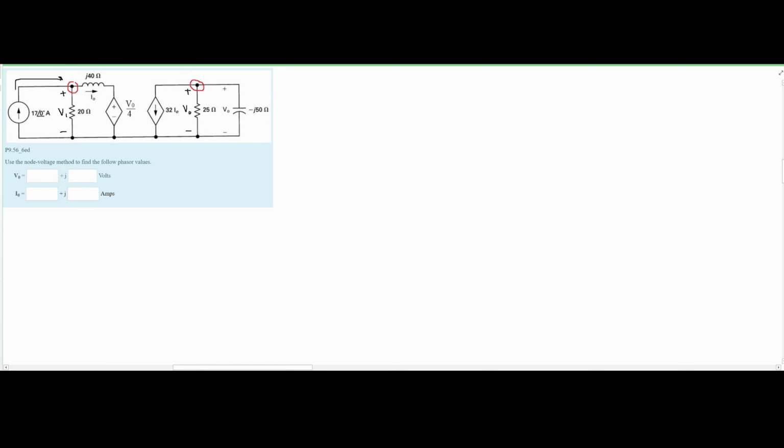Starting off with the left side, we see that we have some current going into our node. That means we are going to have a negative 17 with our 0 degrees here. Now we have our V1, it's going out of our node, so we will have a plus V1, and this is happening over the 20 ohm resistor. Now we have voltage going across this inductor. So we will have a plus V1 minus our V0 over 4, and this is happening over our J40 because it's happening over the inductor.